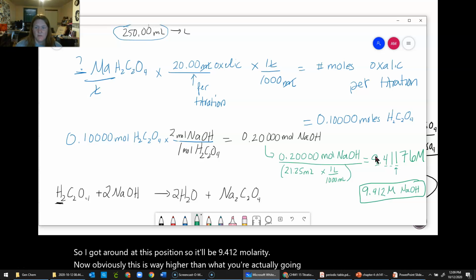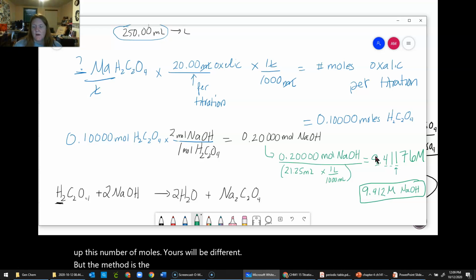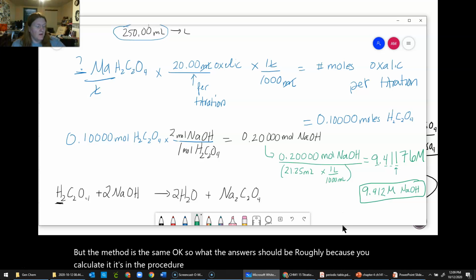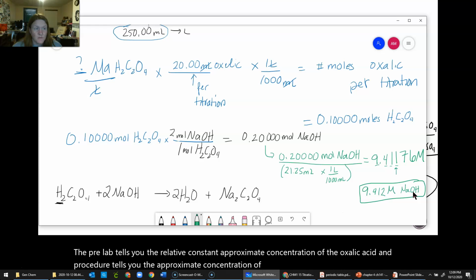Remember, I made up this number of moles. Yours will be different. But the method is the same. Okay? So, you know what the answers should be roughly because you calculate it. It's in the procedure. If you read carefully, the pre-lab tells you the approximate concentration of the oxalic acid, and the procedure tells you the approximate concentration of the NaOH. So that's not a mystery. You know more or less what you're shooting for.